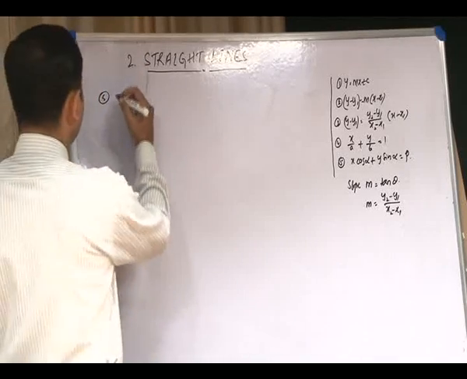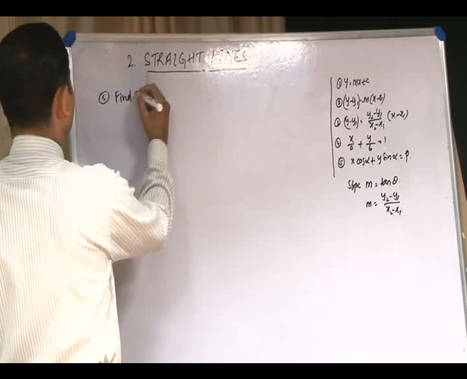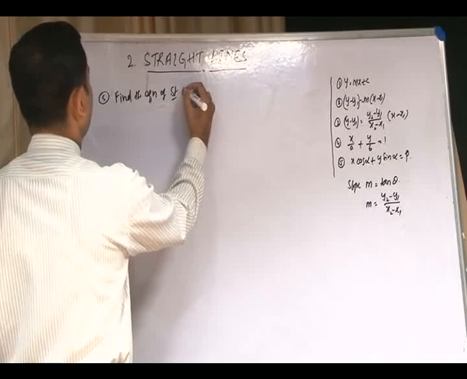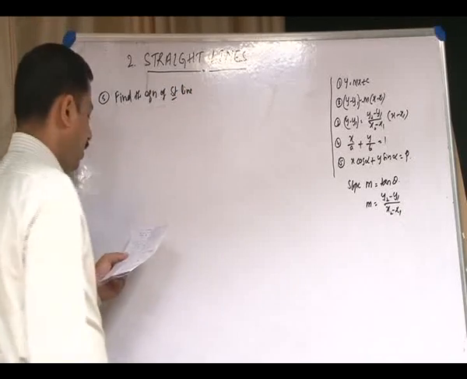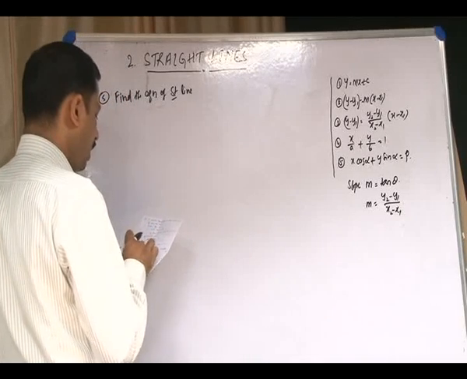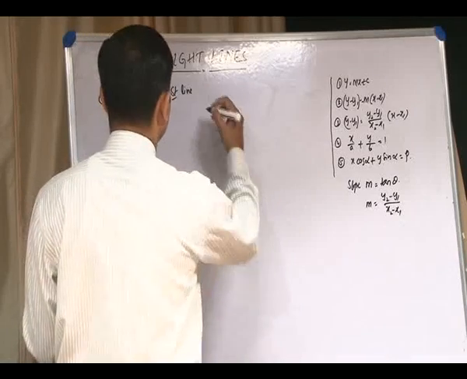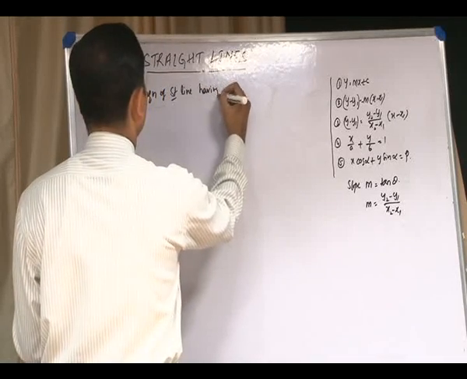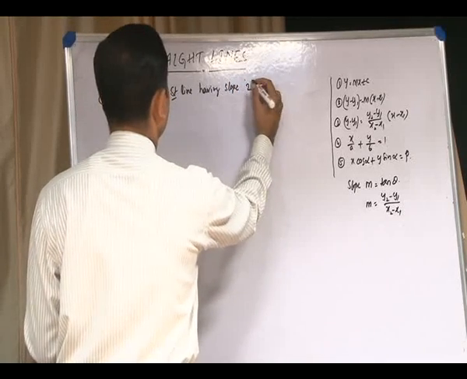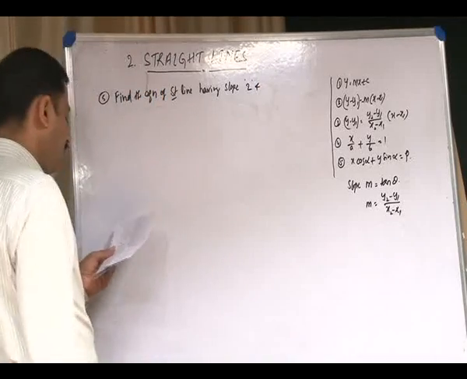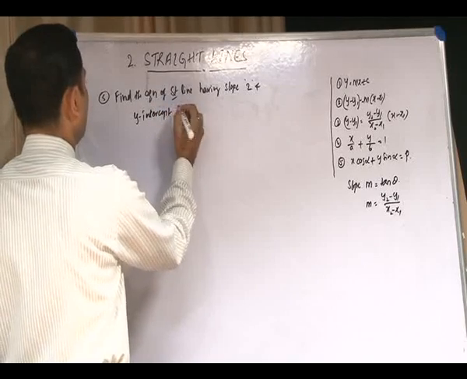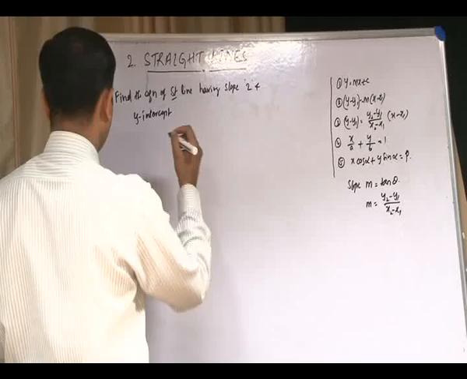Find the equation of straight line having slope 2 and y intercept 5.